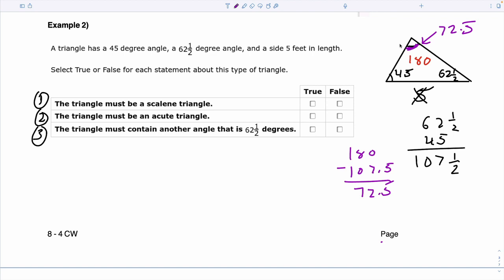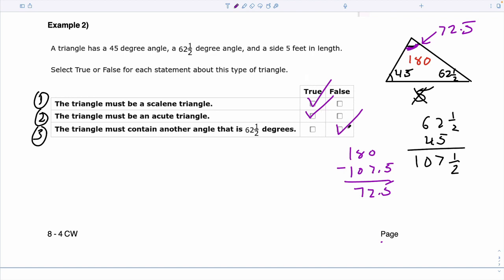Every angle is different. Is it a scalene triangle, thumb up or thumb down? It's different, it's scary, so this would be true. Is it an acute triangle? Is every angle less than 90? Every angle is less than 90, 72, 45, and 62. That is true. Does the triangle contain another angle of 62.5? No, it does not. It's close, but this is false.